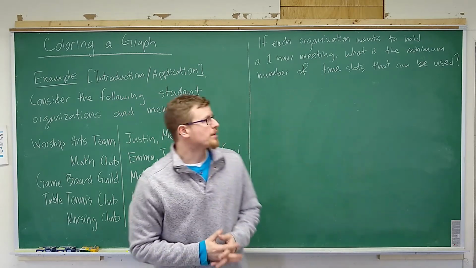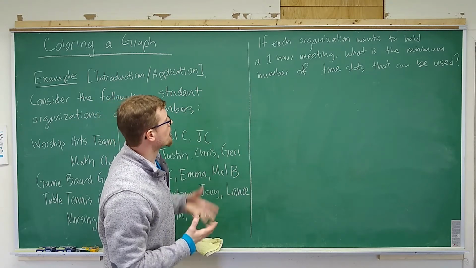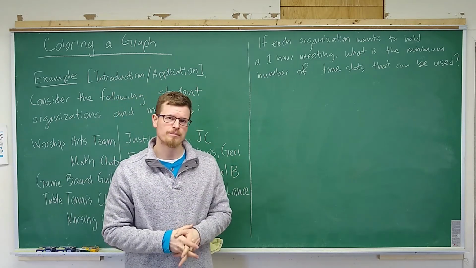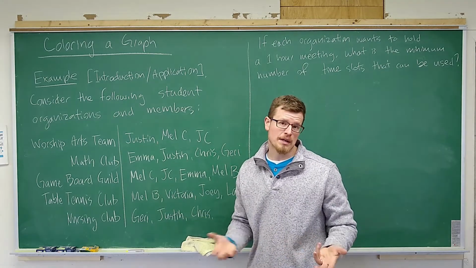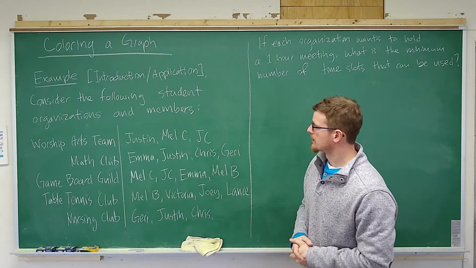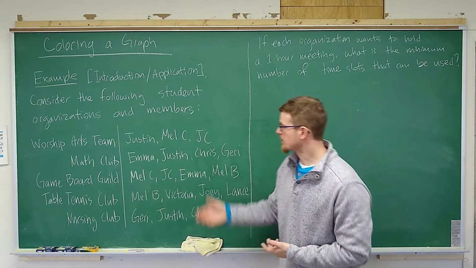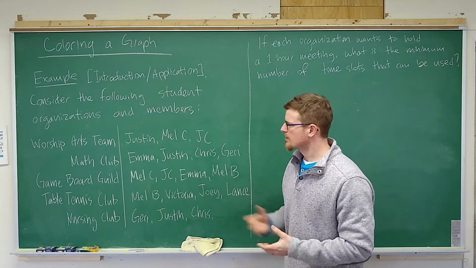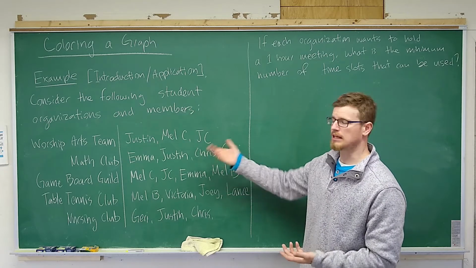Now, what we want to determine is, if each organization wants to hold a 1-hour meeting, what's the minimum number of time slots that can be used? For example, could all of these organizations hold a meeting at the same time using just one time slot? Well, of course not. For example, the Worship Arts team and Math Club could not meet at the same time because Justin is in both of those organizations, so they wouldn't have everybody there. We don't want that situation to occur where Justin can't make it to both of the meetings.